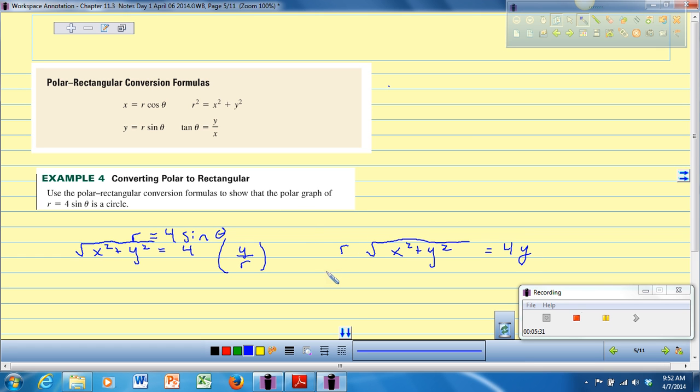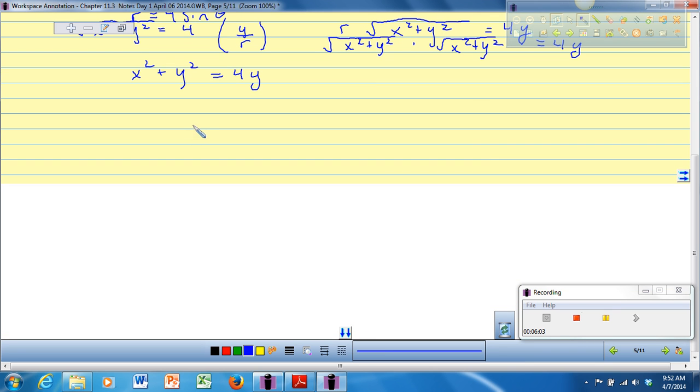Help me get rid of that r. What can I do? Same thing again. Square root of x squared plus y squared times the square root of x squared plus y squared is equal to 4y. And yes, our square roots go away, and I now have x squared plus y squared is equal to 4y. That does not look like the standard circle formula yet. So, welcome back to Algebra 2 and completing the square. So we have x squared plus y squared minus 4y, I'm going to leave a big blank, equals 0.